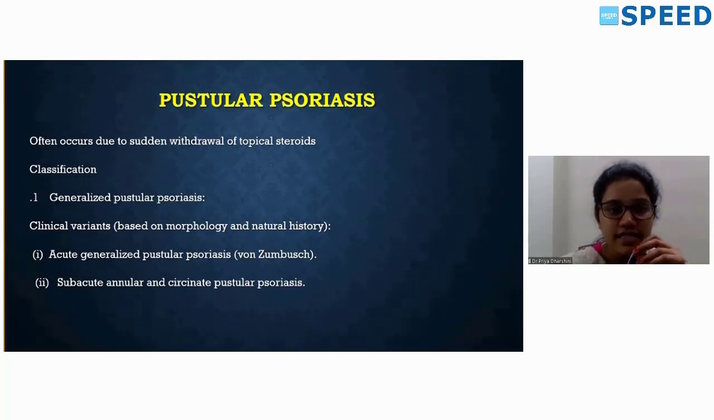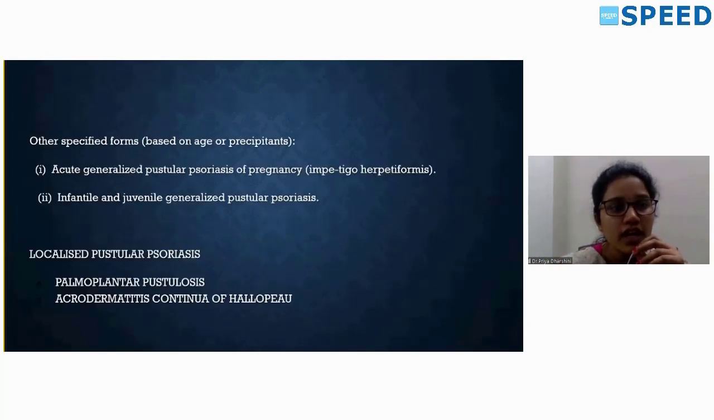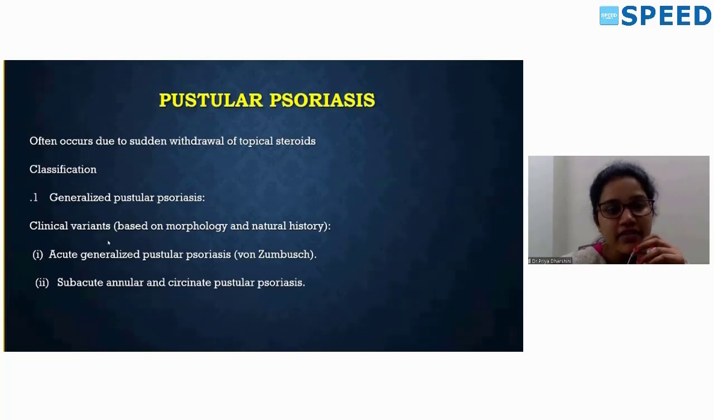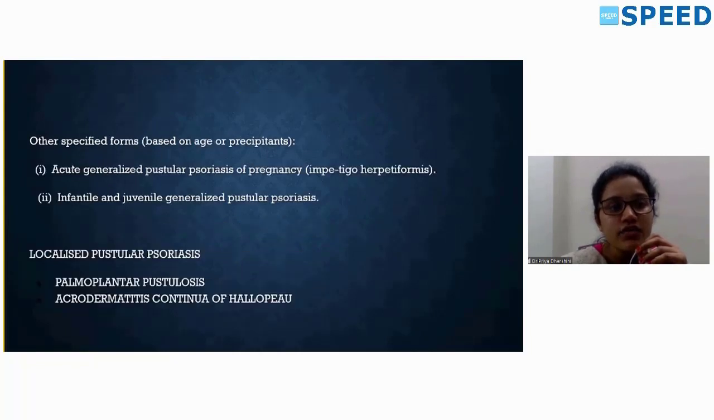Classification: you can classify pustular psoriasis into generalized type and localized type. In generalized type, clinical variants are there: acute generalized pustular psoriasis, which is called von Zumbusch reaction, and subacute annular and circinate pustular psoriasis. Another form in the generalized type is acute generalized pustular psoriasis of pregnancy, which is also called impetigo herpetiformis.